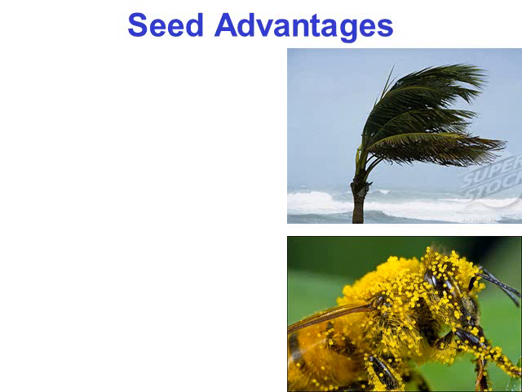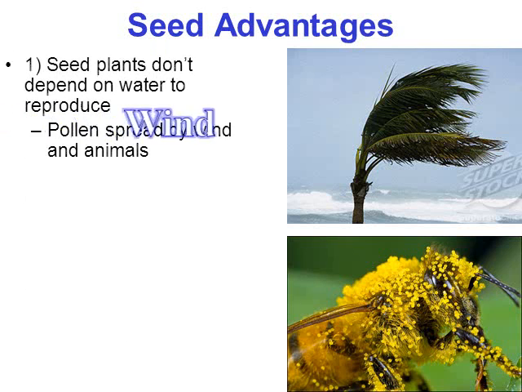So one of the major advancements with gymnosperms is they make seeds. Gymnosperms are a little different than the other videos I've made on ferns and mosses. Ferns and mosses do not make seeds, but gymnosperms do. And one of the advantages of seeds is that plants that have seeds don't depend on water to reproduce. Moss and ferns do. Moss and ferns need water in order for swimming sperm cells to swim from the male, what's called the antheridium, to the female archegonium. But with seed plants, often they spread their pollen by either wind or by pollinating animals.